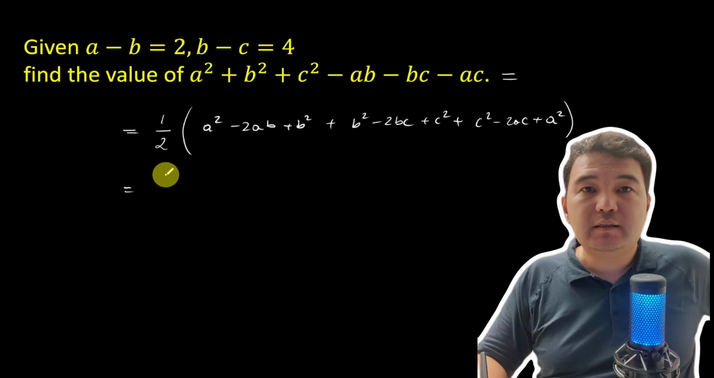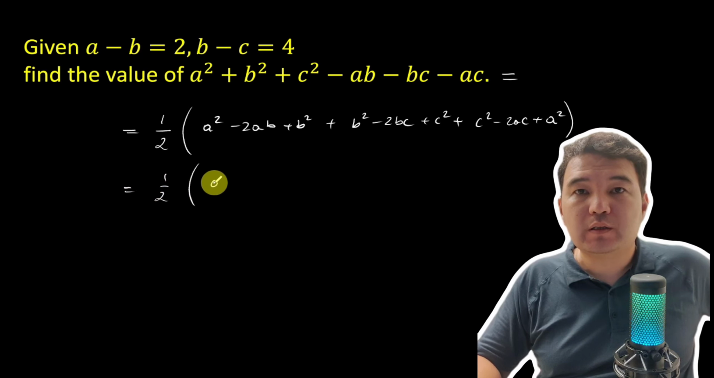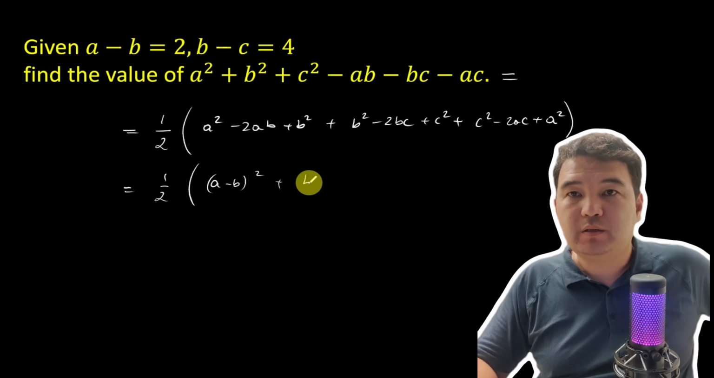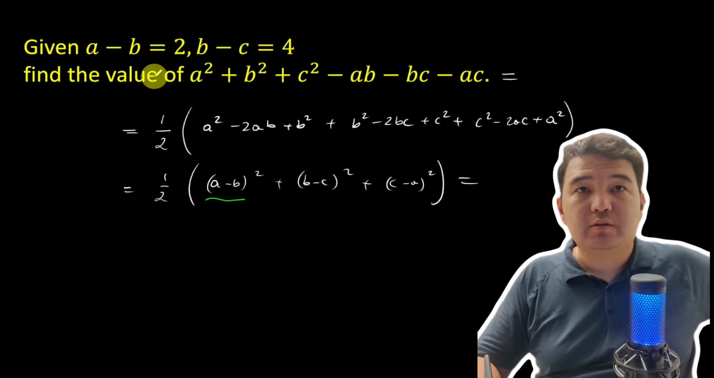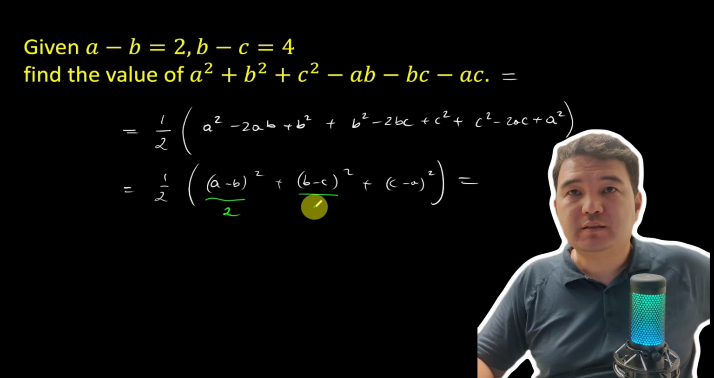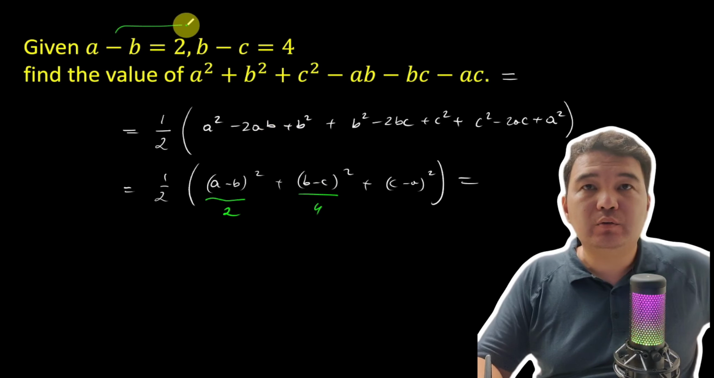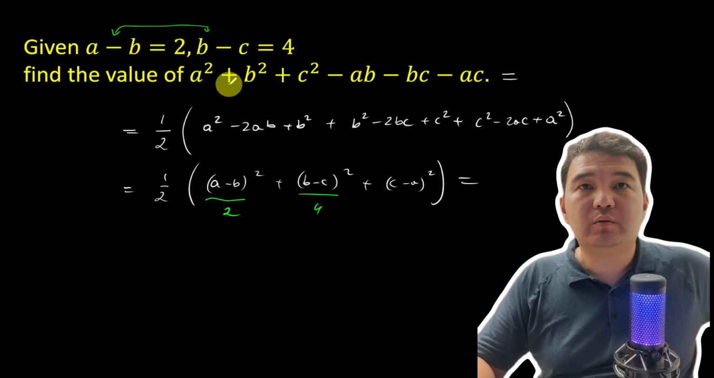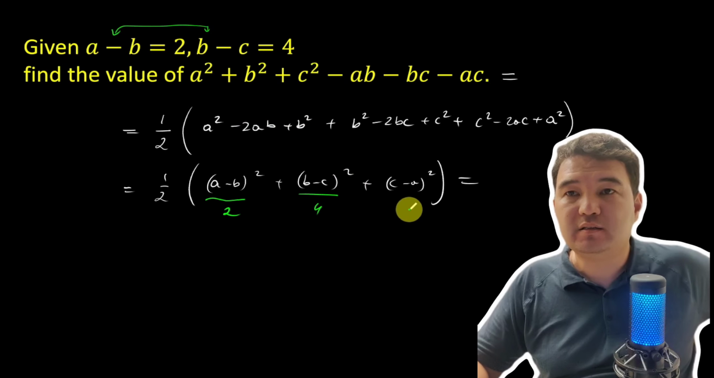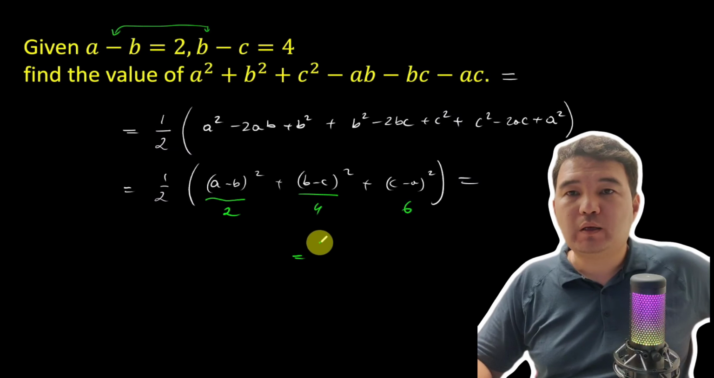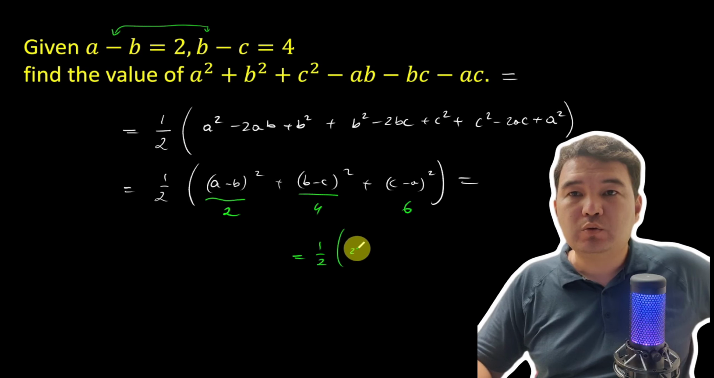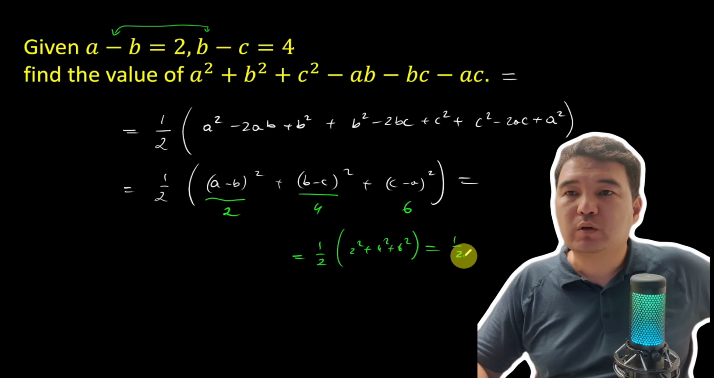Now what you can see is that that's 1 over 2 times (a − b)² plus (b − c)² plus (c − a)². As you can see, we know the values of these expressions. So a minus b is 2, b minus c is 4. Adding these two expressions, you'll get that a minus c is 6. So you can put this to be equal to 6. Now just plugging in the numbers, we have 1 over 2 times 2² plus 4² plus 6².